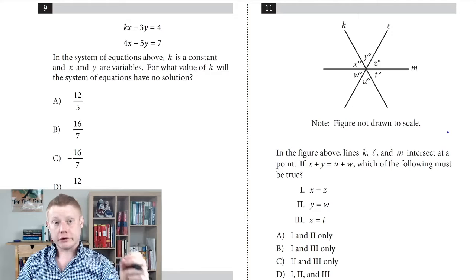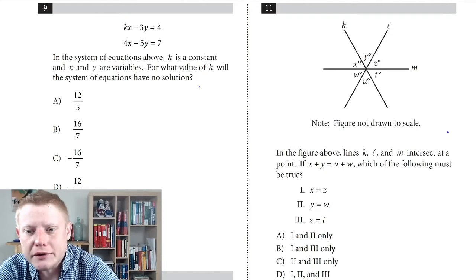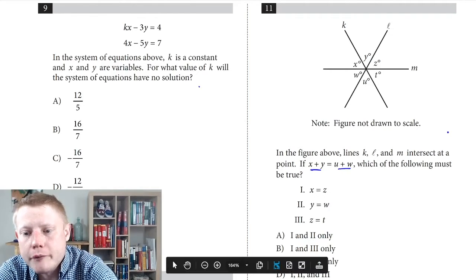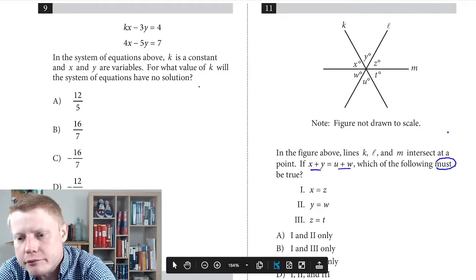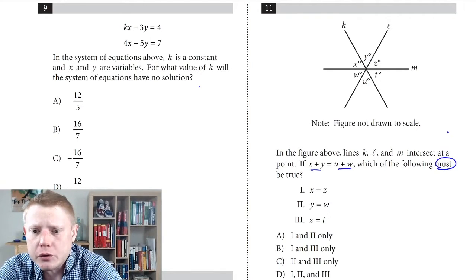So today we're starting with SAT Math, question 11 on test 3, no calculator. And we've got an angle question here, very similar to a lot of ACT questions you'd see. We're not given much. We know that these intersect at a point, that's obvious. We know that this equation is true. So we're asked what must, and that "must" is going to be key, must be true. So x plus y is equal to u plus w.